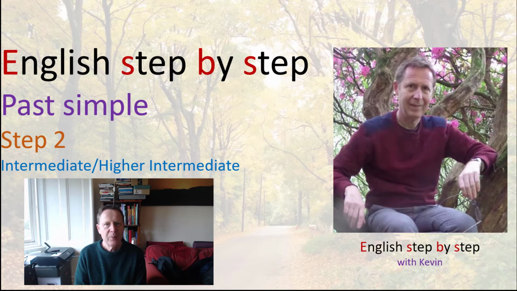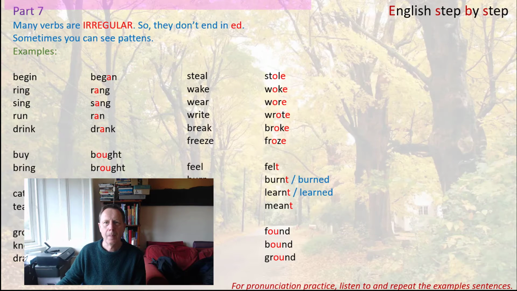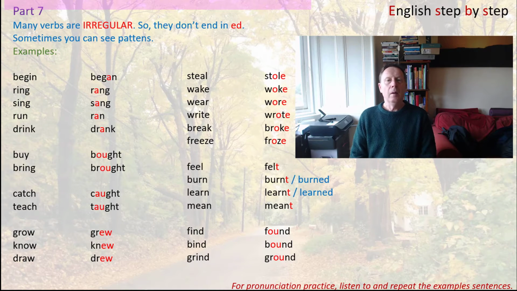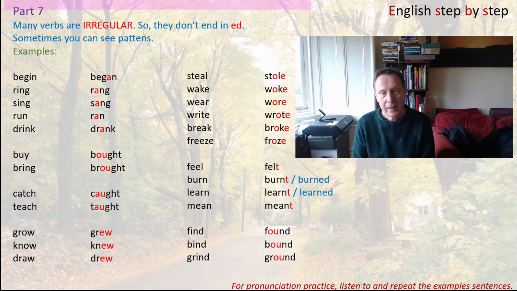English step by step, past simple, step 2. In the last video, step 1, we looked at regular past tense forms, adding ed, and we looked at all the pronunciation points that are important to remember with regular forms. In this video, we'll look mainly at the irregular past tense forms.